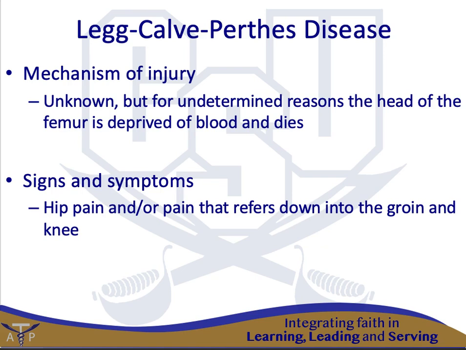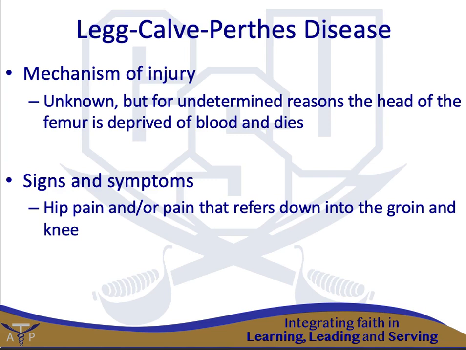As we continue with the injuries of the hip, we have some injuries that happen with younger or adolescent athletes, and one of them is going to be Legg-Calvé-Perthes disease. First and foremost, it can't be prevented, so we'll get to that in a little bit.